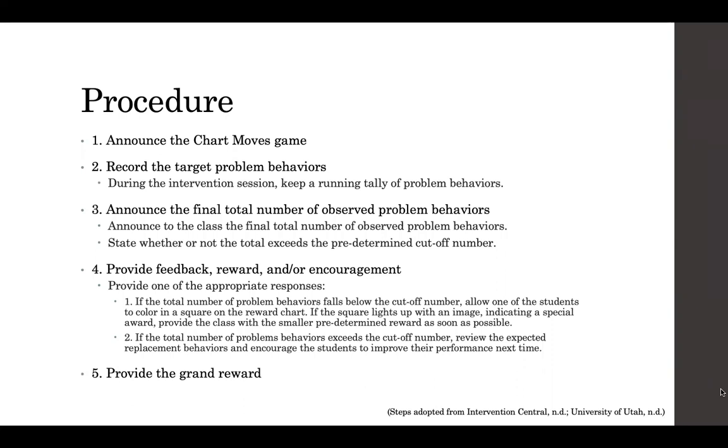Then provide feedback, reward, and/or encouragement. Provide one of the appropriate responses. If the total number of problem behaviors falls below the cutoff number, allow one of the students to color in a square on the reward chart. If the square lights up with an image, like a smiley face, indicating a special award, provide the class with the smaller predetermined reward as soon as possible. If the total number of problem behaviors exceeds the cutoff number, review the expected replacement behaviors and encourage the students to improve their performance next time.